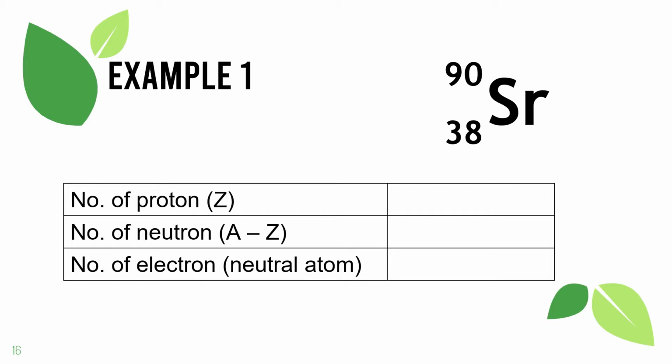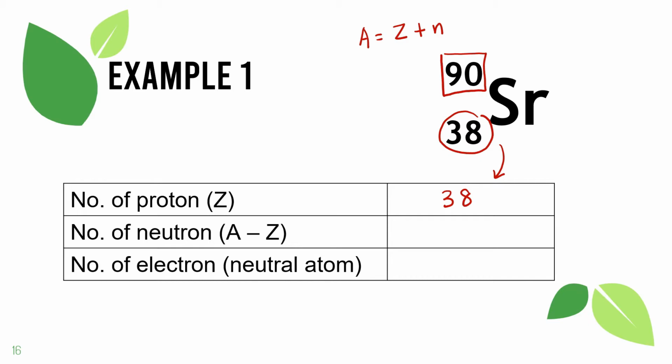So suppose that we have this atomic notation. To find the number of protons, you have to refer to this value at the bottom. This is the value of Z, which is the number of protons. And then to get the number of neutrons, you have to refer to the value at the top, which is the mass number or nucleon number. So mass number is Z plus N, and N is the number of neutrons.